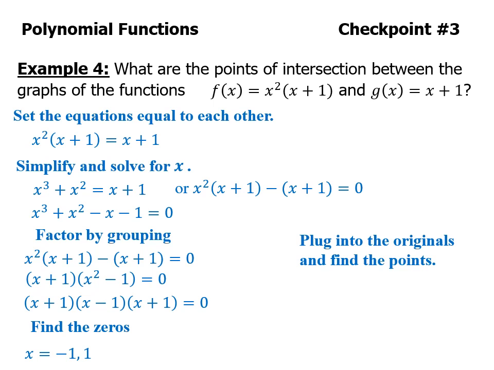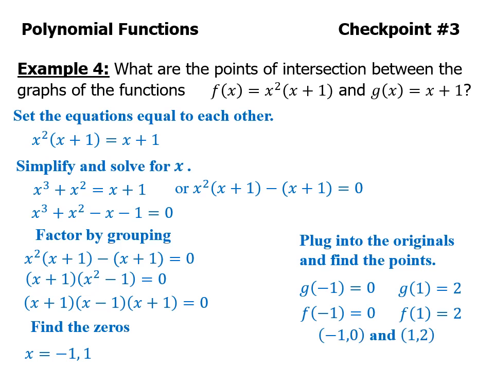Plug into the originals and find the points. So plug in negative 1 for g and we get 0. Plug in 1 for g and we get 2. And do the same thing with f. Plug in negative 1, we get 0. Plug in 1, we get 2. So the points of intersection are the points negative 1, 0, and 1, 2.